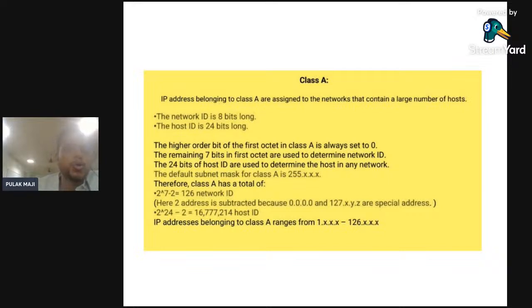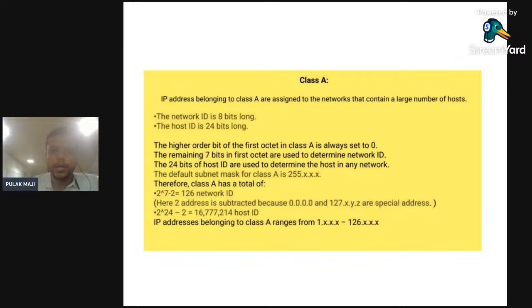192 to 223. And see class D and class E. Class D, as I already discussed, is used for multicasting, and class E is used for experimental and research purposes. We are not using it in a real-time environment. Fine. Now the next thing, this table is important.